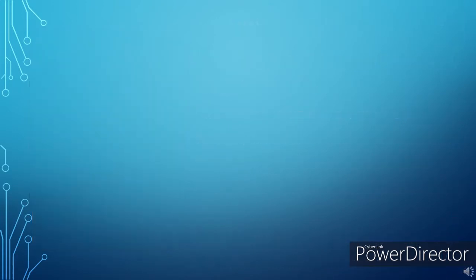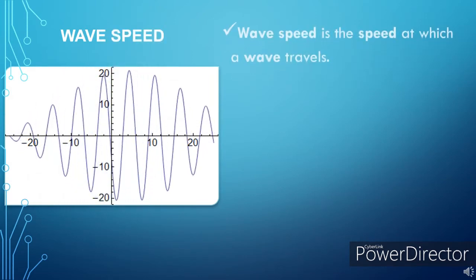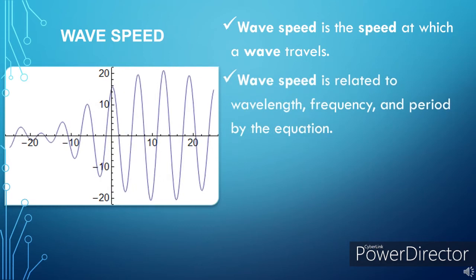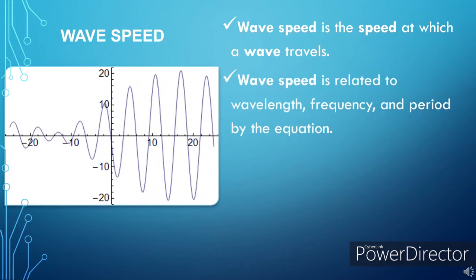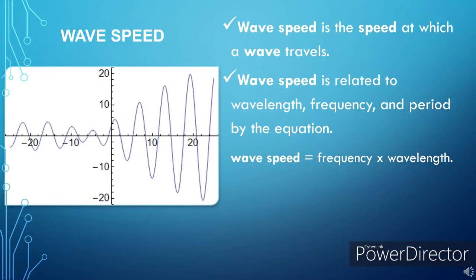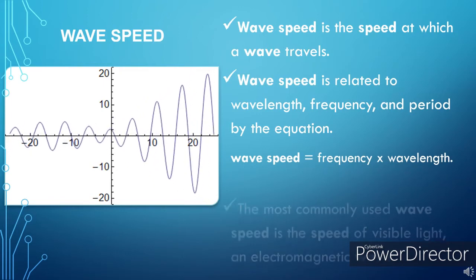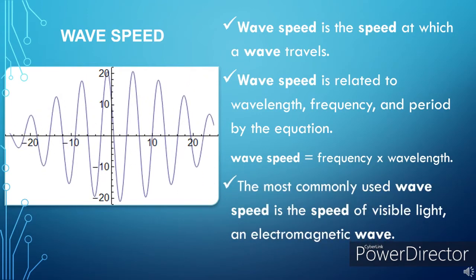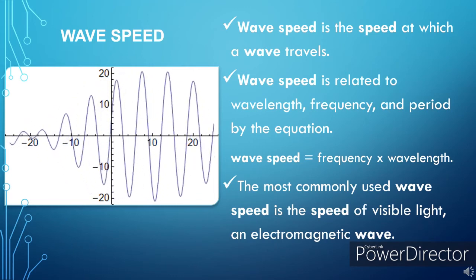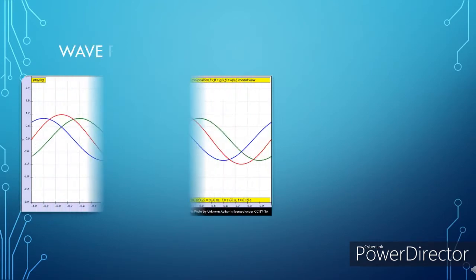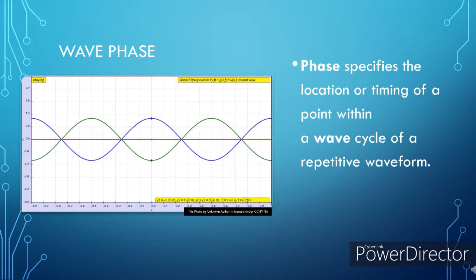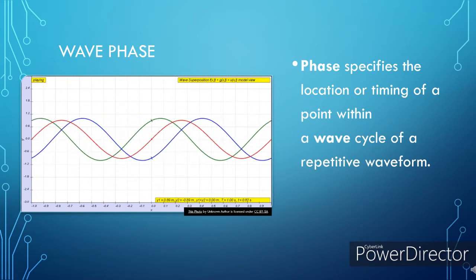Wave speed. Wave speed is the speed at which a wave travels. Wave speed is related to wavelength, frequency, and period by the equation: wave speed is equal to frequency times wavelength. The most commonly used wave speed is the speed of visible light, an electromagnetic wave. Wave phase. Wave phase specifies the location or timing of a point within a wave cycle of a repetitive waveform.